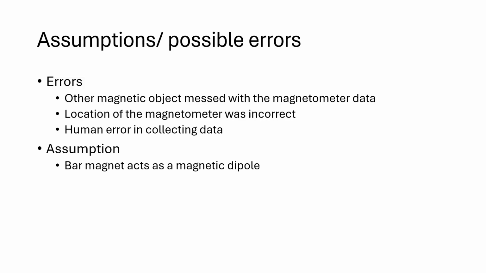Errors. Other magnetic objects could have messed with the magnetometer data. And the second, the location of the magnetometer may have been incorrect. And lastly, there could have been human error in collecting the data. And now the assumption that we made in this lab was that the bar magnet acted as a magnetic dipole.